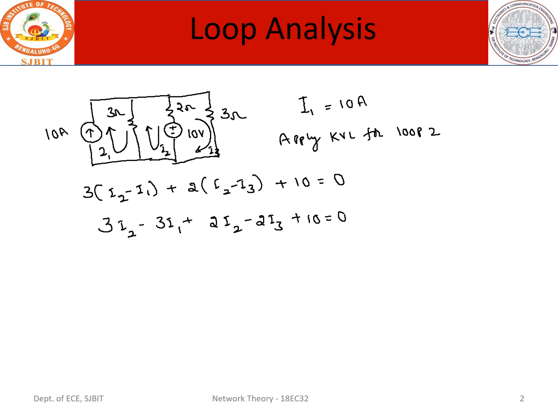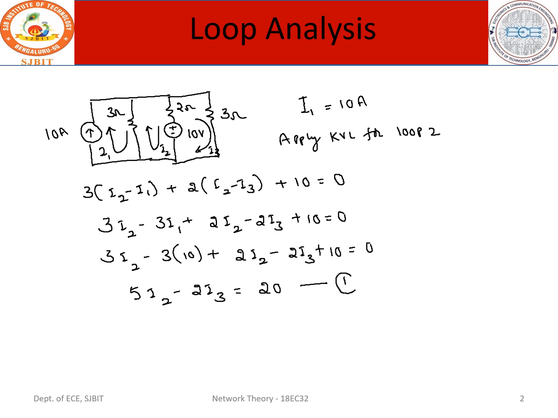Already we know the I1 value. Substitute this I1 value: 3I2 minus 3 into 10 plus 2I2 minus 2I3 plus 10 is equal to 0. This is 5I2 minus 2I3 is equal to, this is 30 minus 30 plus 10, that is minus 10, so 5I2 minus 2I3 equals 20. Call this equation 1.